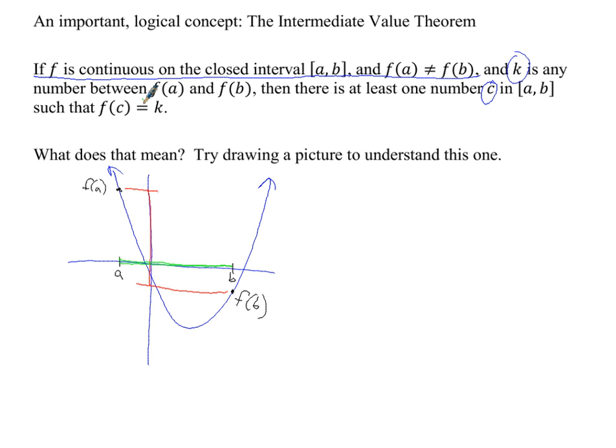All right? So let me pick out a k here, just for example. Let's make k right there. The function at k is over here. So this would be f at k. You guys agree? Okay. So now all this says is I can pick some number c on my interval from a to b such that f at c is equal to k. Well, where would c have to be in order for that to be true?